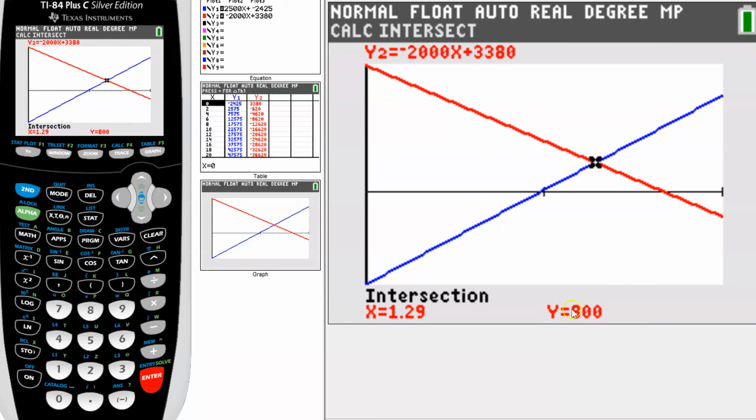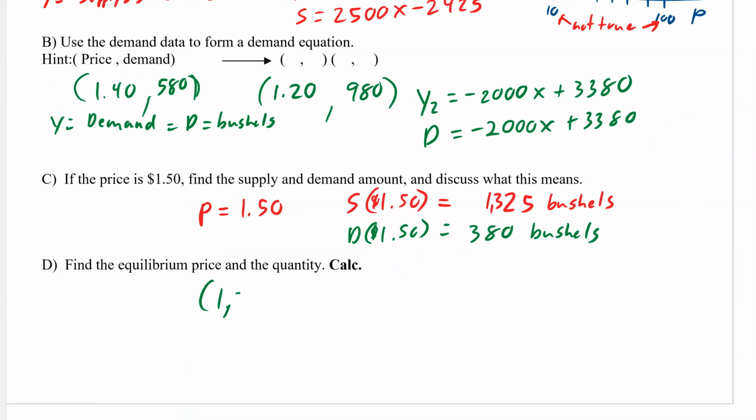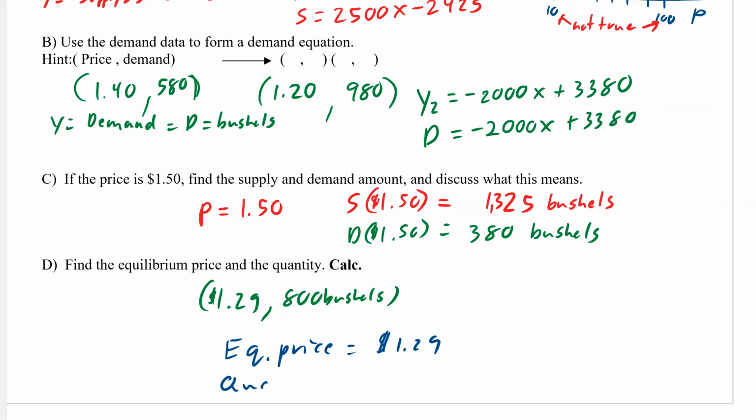At $1.29, the supply will be 800, and remember we go back and forth. See, they're both the same. So at $1.29, our supply and demand are exactly the same, 800. So at $1.29, we get 800 bushels. So now we can write this. Equilibrium price is $1.29 and quantity is 800 bushels. And there you go.